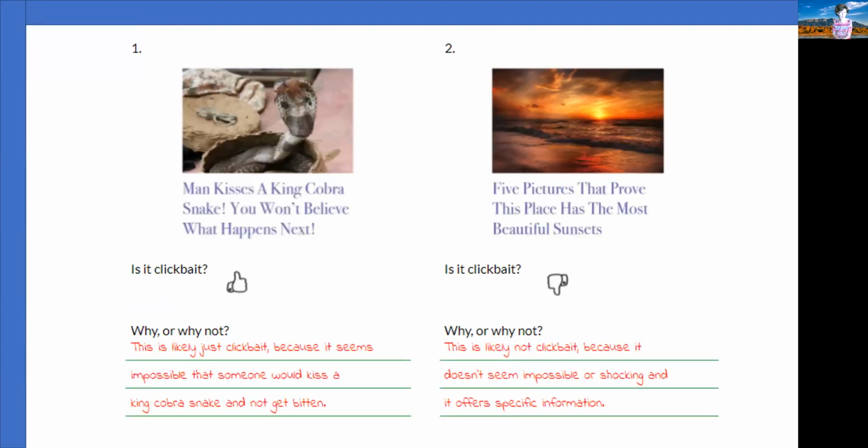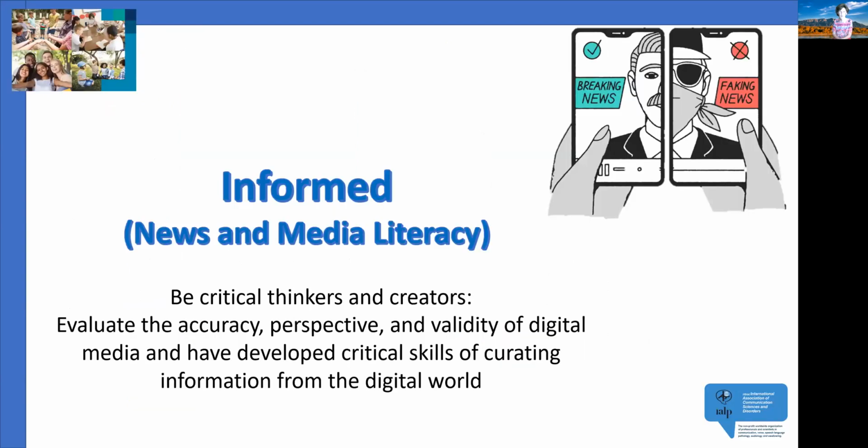Have students evaluate information on the web. Yeah, I think man kisses a king cobra is clickbait. 5 pictures that show this is a beautiful sunset. No, that seems pretty legitimate. And then students must be informed users. I know Barbara Aaron has a session on how to help students with language impairment be informed users of media.